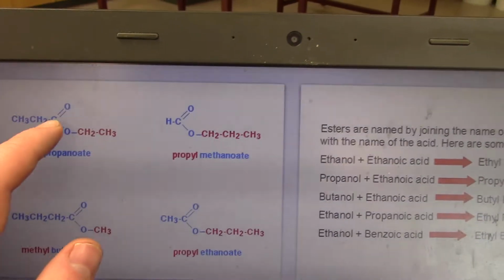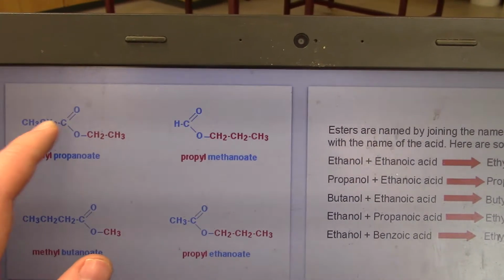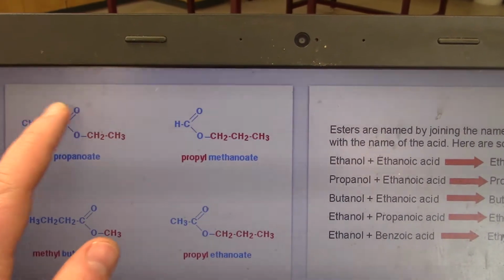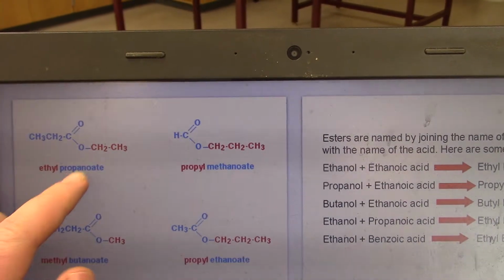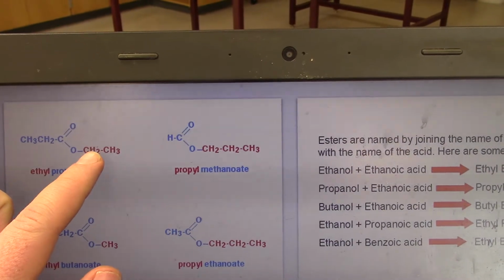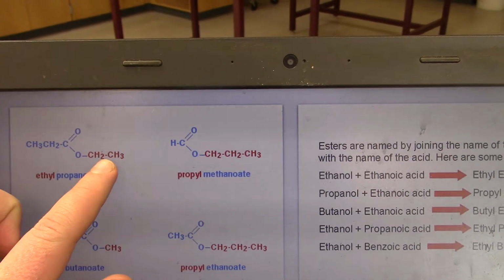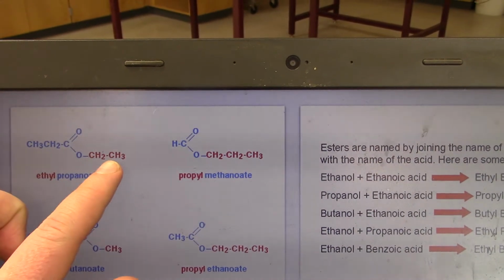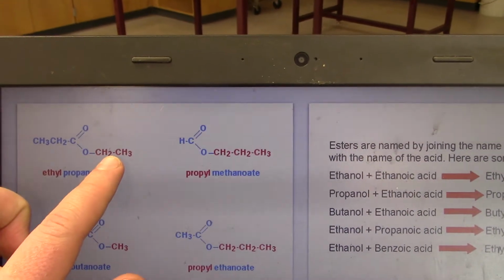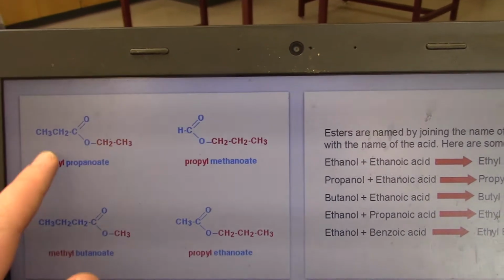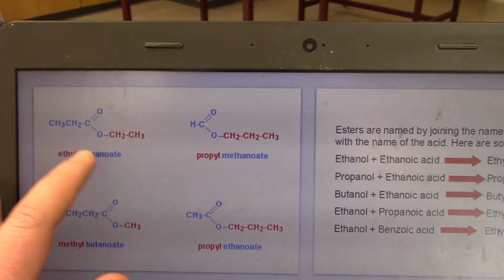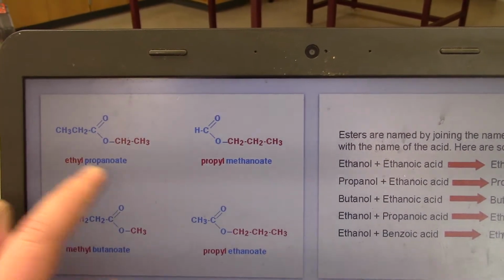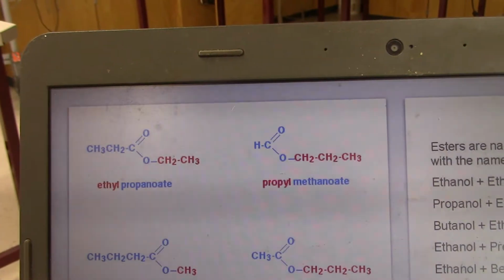So I have a double bond O here and 1, 2, 3 carbons. That's the carboxylic acid side. It's in blue. Then I have the red part here, which is by the single bond O. There's 1, 2 carbons. So this would be the ethanol. The ethanol is red. So the ethanol becomes ethyl, and the carboxylic acid is propanoate. So ethyl propanoate is the appropriate way to name this.